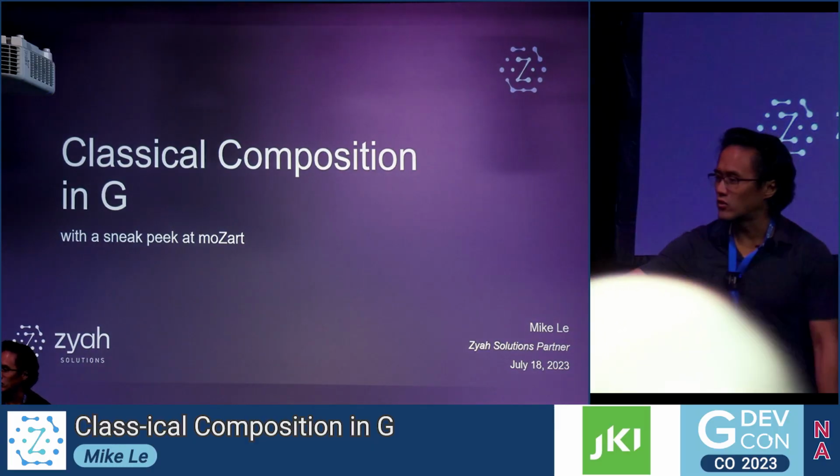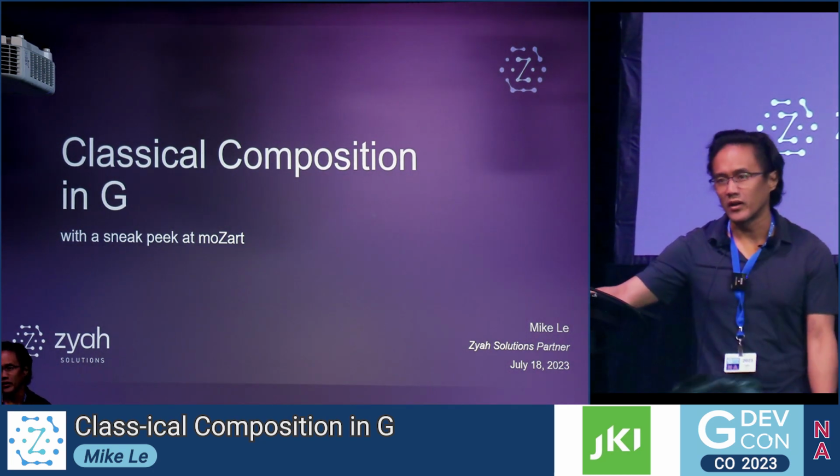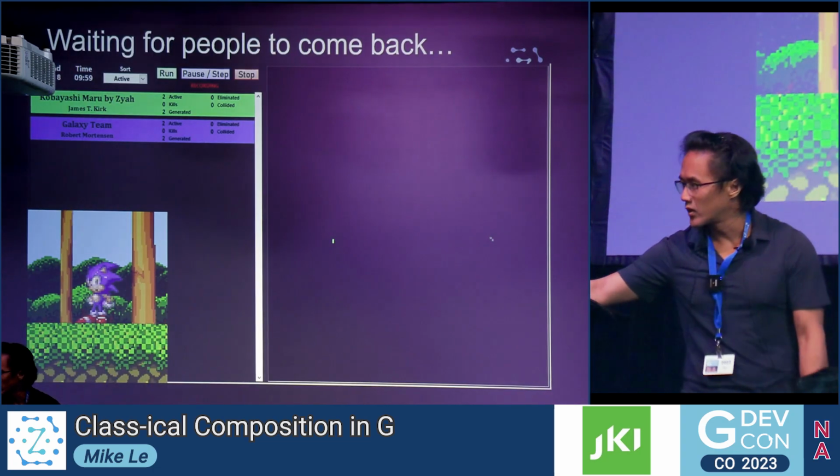I'm going to be talking about classical composition in G with a sneak peek at something Zai's been working on that we're hoping to release to the community.